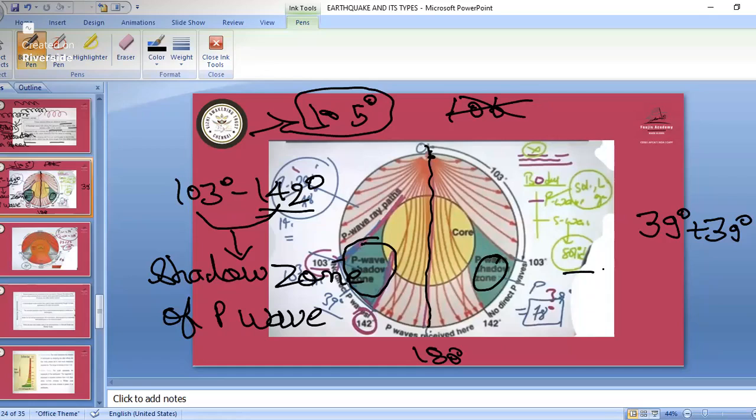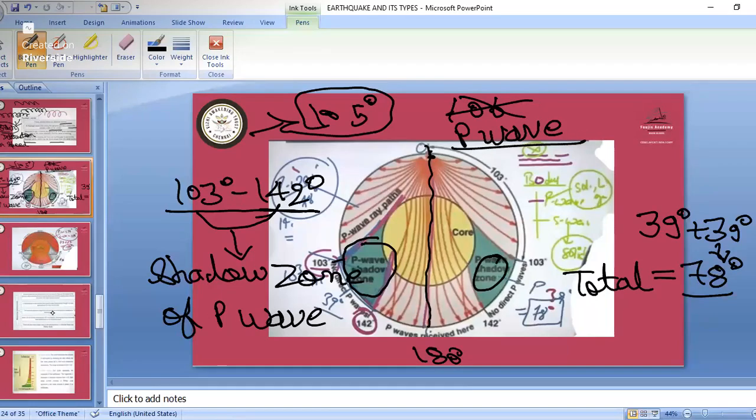So if they ask what is the total angle of the shadow zone of the P waves, in total we will have 78 degree. So remember, total we will have 78 degree. But if they ask for the shadow zone of P waves, mark it as 103 to 142 degree. So this is regarding the shadow zone of the P wave.